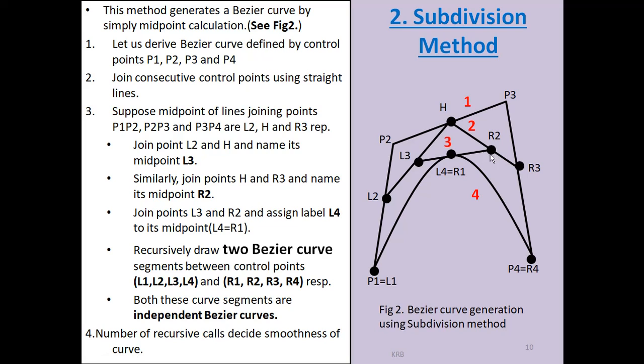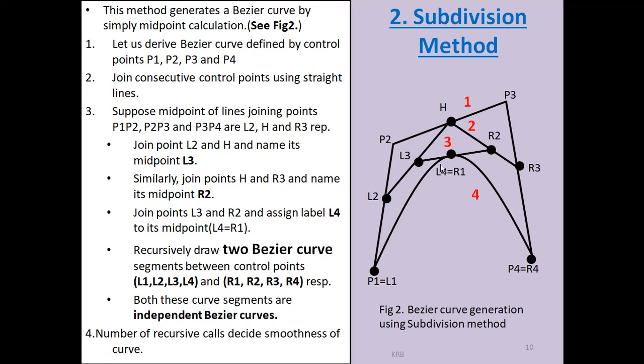Similarly, join point L3 and R2 and name its midpoint as L4, where L4 is equal to what? R1. Similarly, we have considered P1 equals L1 and P4 equals R4. And iteratively, we are breaking and subdividing the line segments to form a smooth curve. So basically, recursively draw the two Bezier curve segments between the control points.